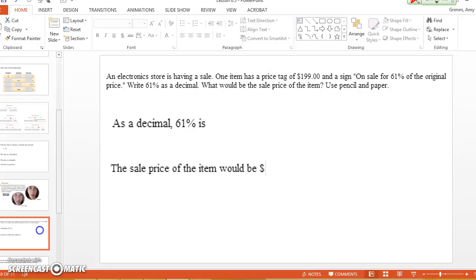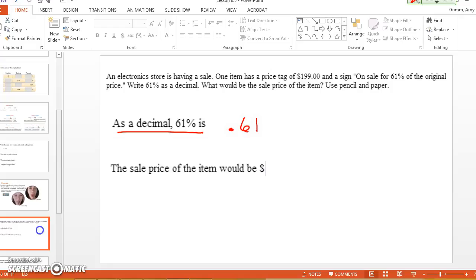So it says, write 61% as a decimal. What would be the sale price? This is the easy part, right? So as a decimal, this would be 0.61. We're good at that now. If you're going to have to pay 61%, that's no different than the tongue problem we just looked at. So if you're paying 61%, it's off. You're paying that price.